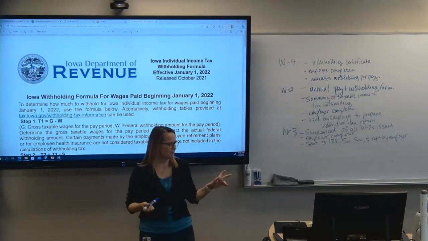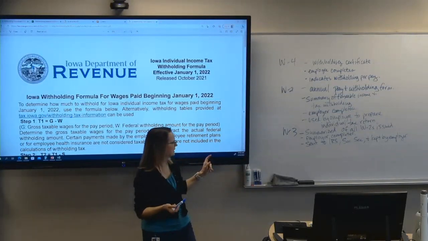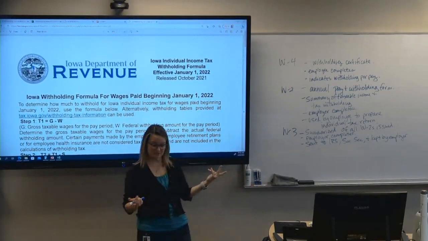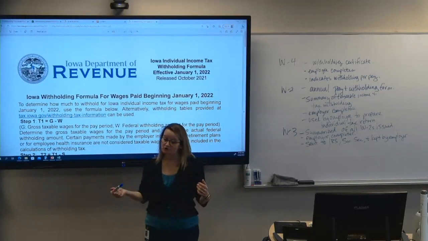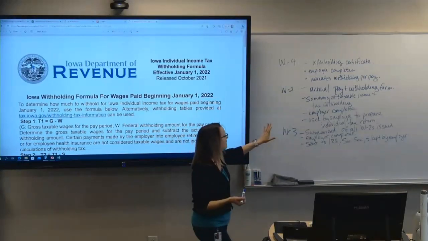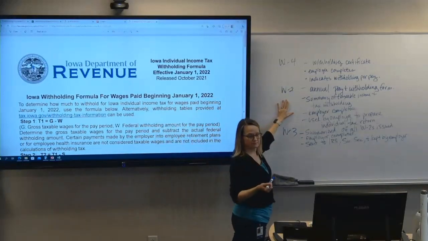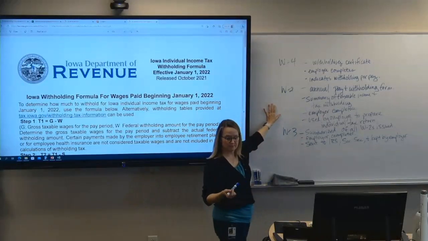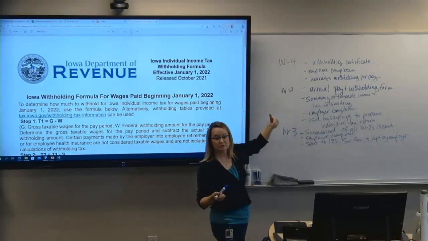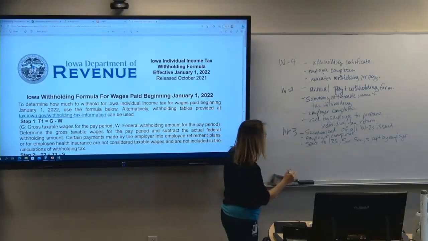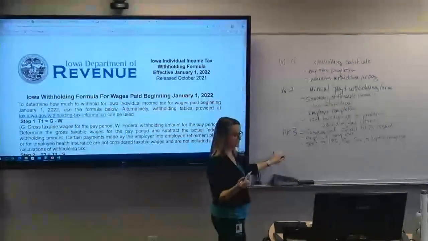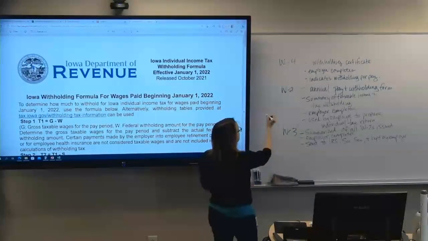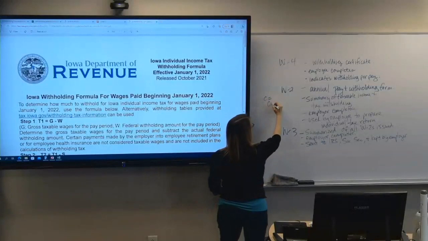W-2, and I know your book probably talks a little bit about a W-2C. Does it mention a W-2C and W-3C? The C stands for corrected. So if you made a mistake on an original W-2, then you would file a W-2C. And there's also a W-3C. So C equals corrected.